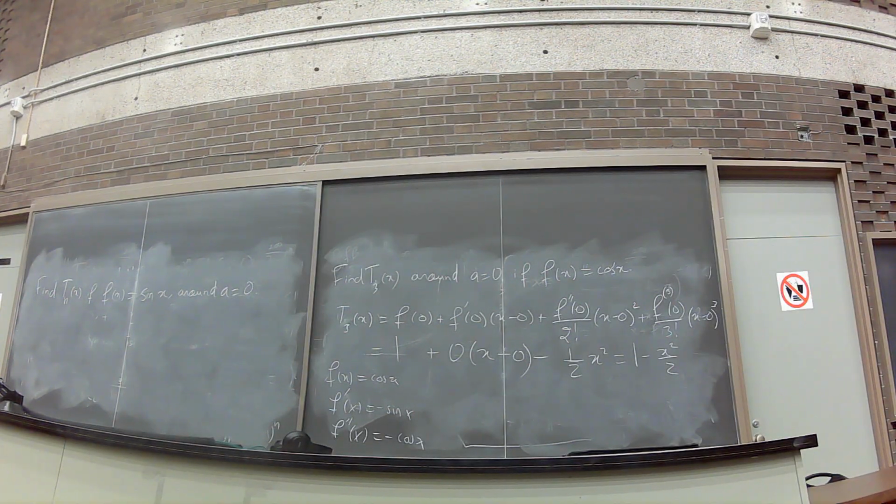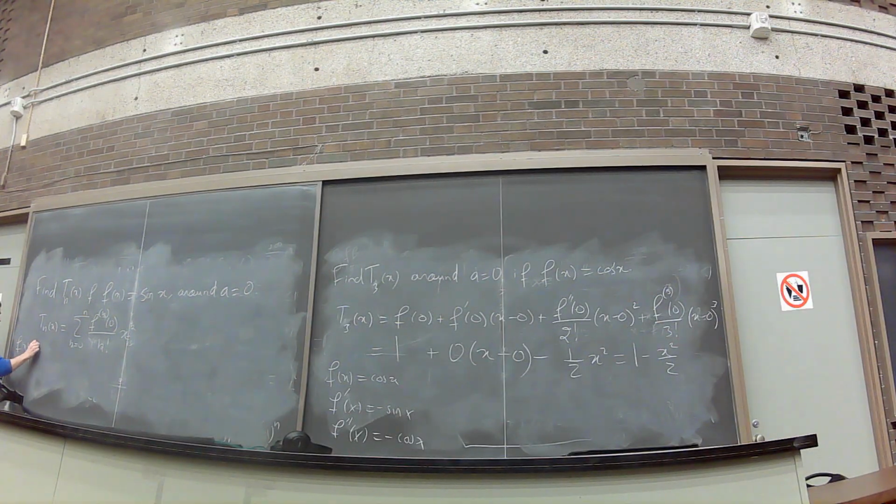What do I need? I need as many n derivatives. So I have f of x is sine x. So what is Tn of x? Tn of x is just the sum from k equals 0 to n of f^(k) of 0 over k factorial times x to the k. Right? I just replaced a by 0 quickly. Are we good here, folks?